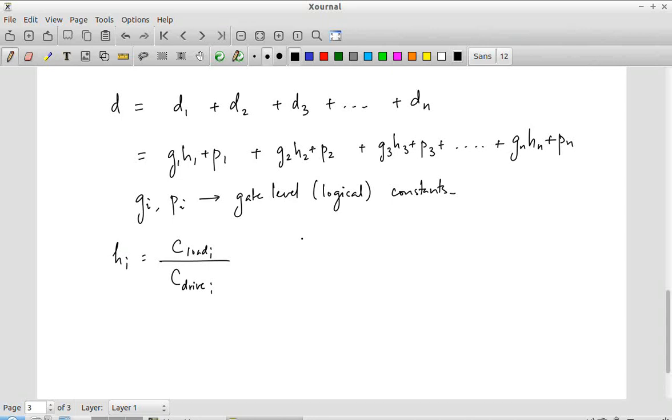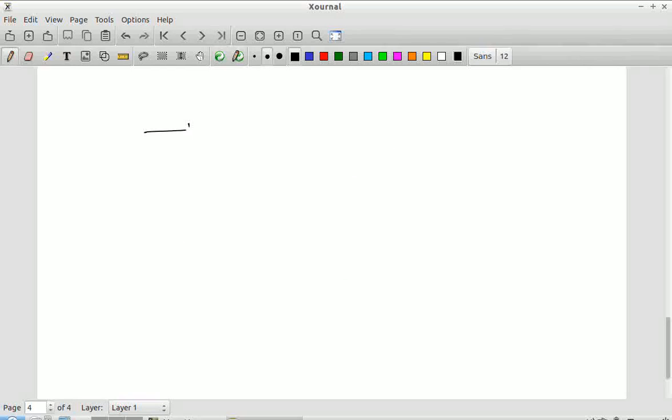Now, this is also easy to understand. For example, if I have an inverter like this, driving a NAND gate, then this is the load capacitance, and the capacitance of this is the drive capacitance. Okay, that's easy to understand. What happens if my circuit looks like this? Now what is the drive capacitance? Same, this value here, right? The capacitance of the inverter.